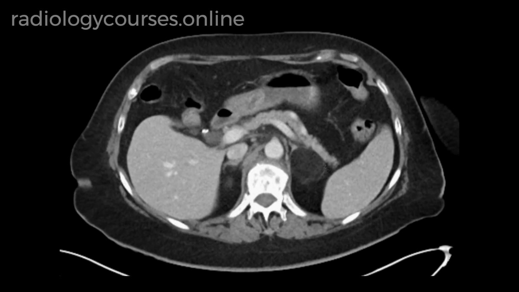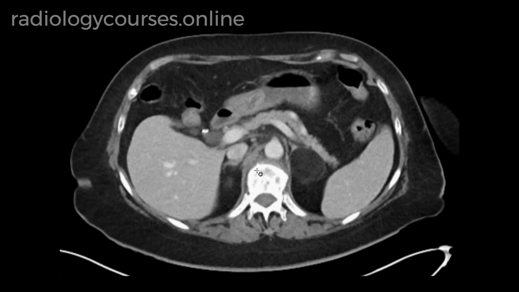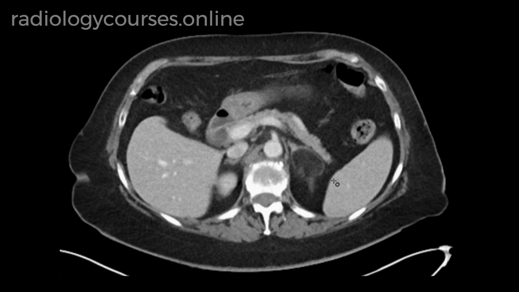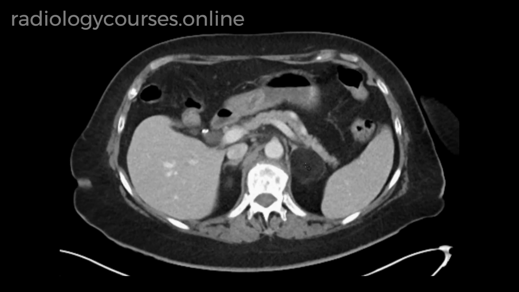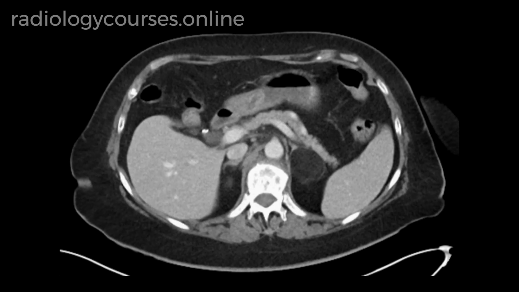There is no internal calcification, no evidence of internal hemorrhage. The right adrenal gland appears normal. Hence, the findings are in favor of an incidentaloma. So this is a fat-containing adrenal lesion. Hence, this is characteristic of adrenal myelolipoma.